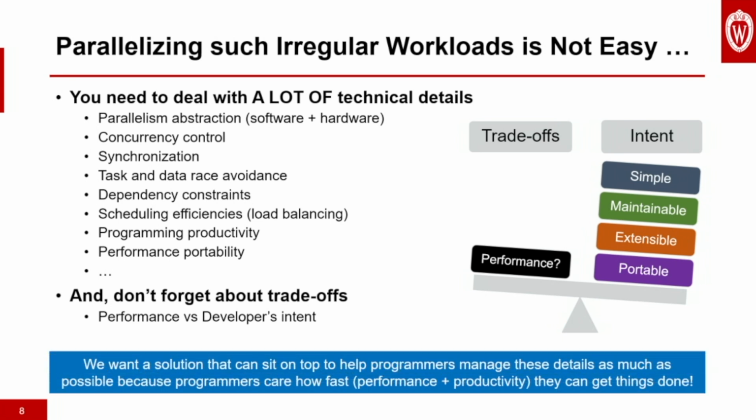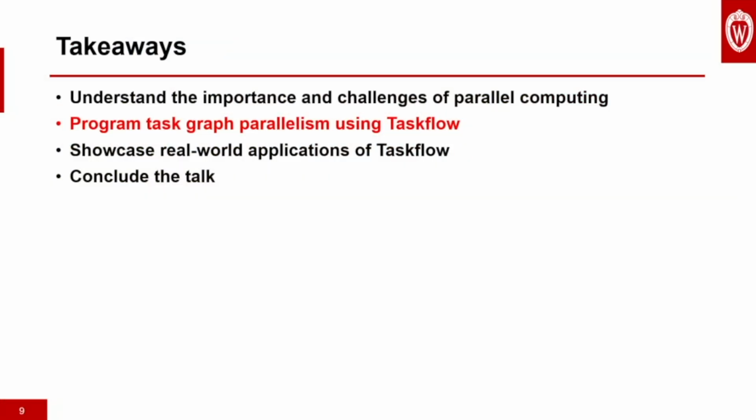So we really want a solution that can sit on top to help us manage these technical details as much as possible. Because developers really care how fast they can get things done. And by fast, I mean both performance and productivity. Now, I'm going to introduce our research project called Taskflow to help you overcome these challenges and show you how we can use it to program task graph parallelism.